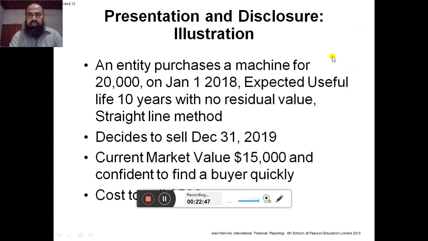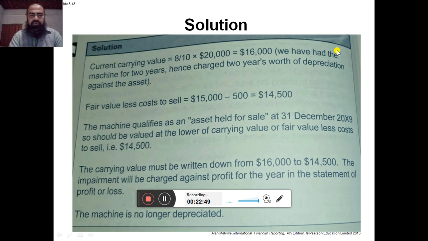Okay, so I have come up with the solution for you people. As you remember, we have studied in the previous slide, we need a carrying value and we need a fair value. We will be comparing these two values, and whichever is lesser would be considered as the value of that non-current asset held for sale, and we will accordingly adjust the value of the asset in our statement of financial position on the reporting date.